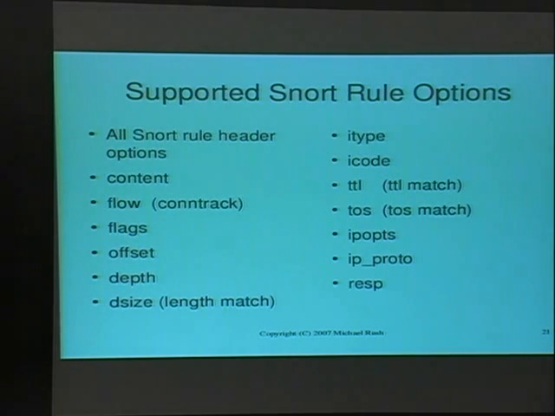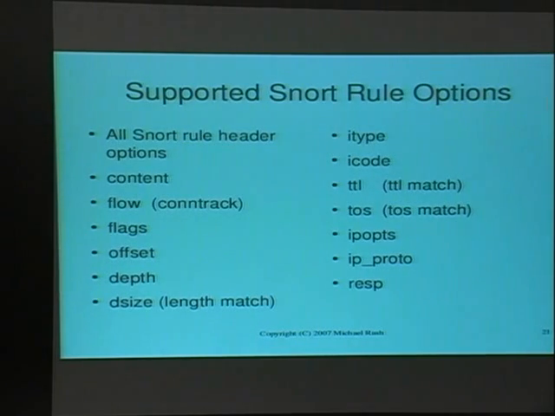And then here's a bunch of others that also are supported by iptables. There's the flags match against the TCP protocol. You can specify offsets and depths now within the updated string match extension in the 2.6 kernel. Dsize can be emulated with the length match. ICMP types and code values, TTL and type of service bits with the TTL and type of service bit matches.